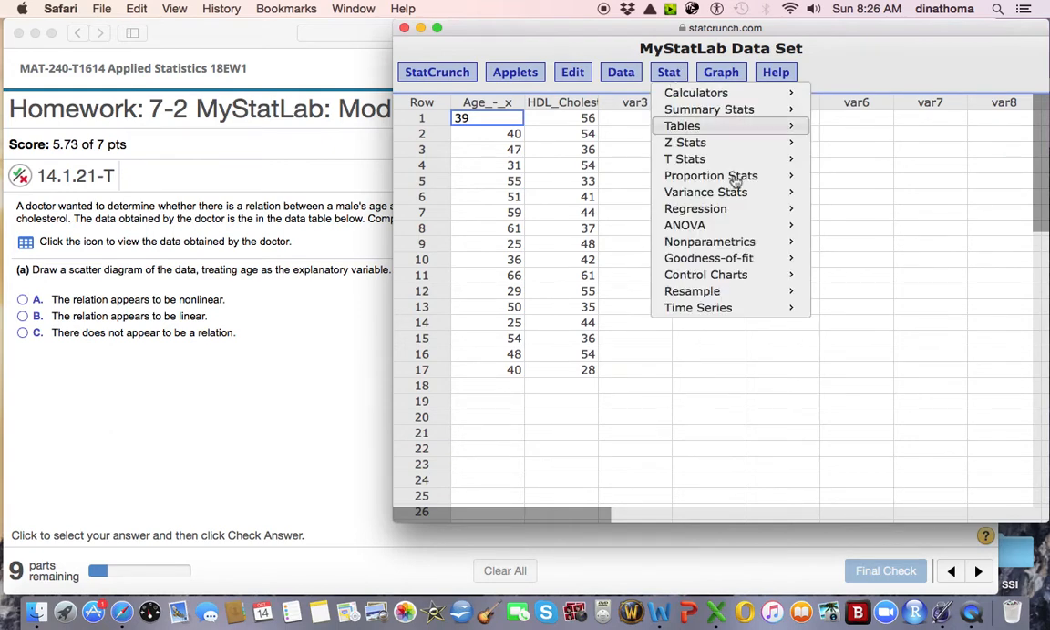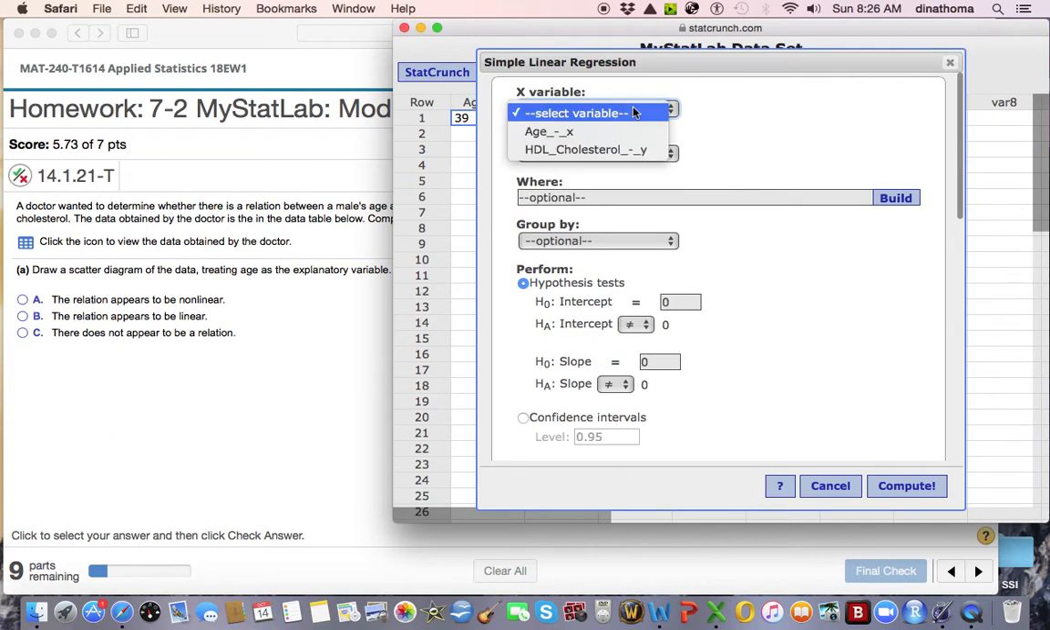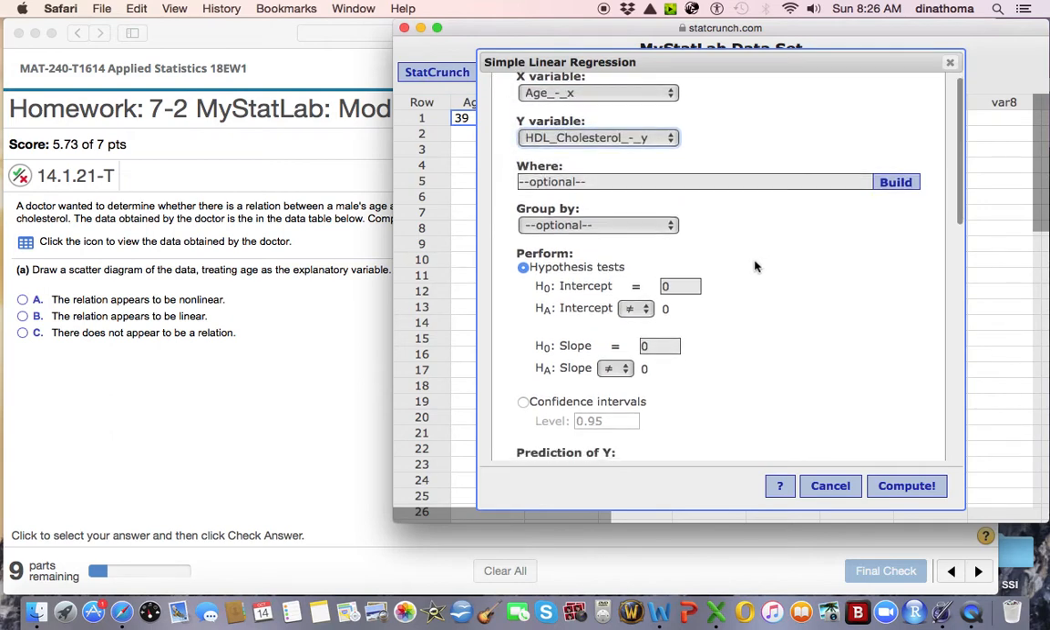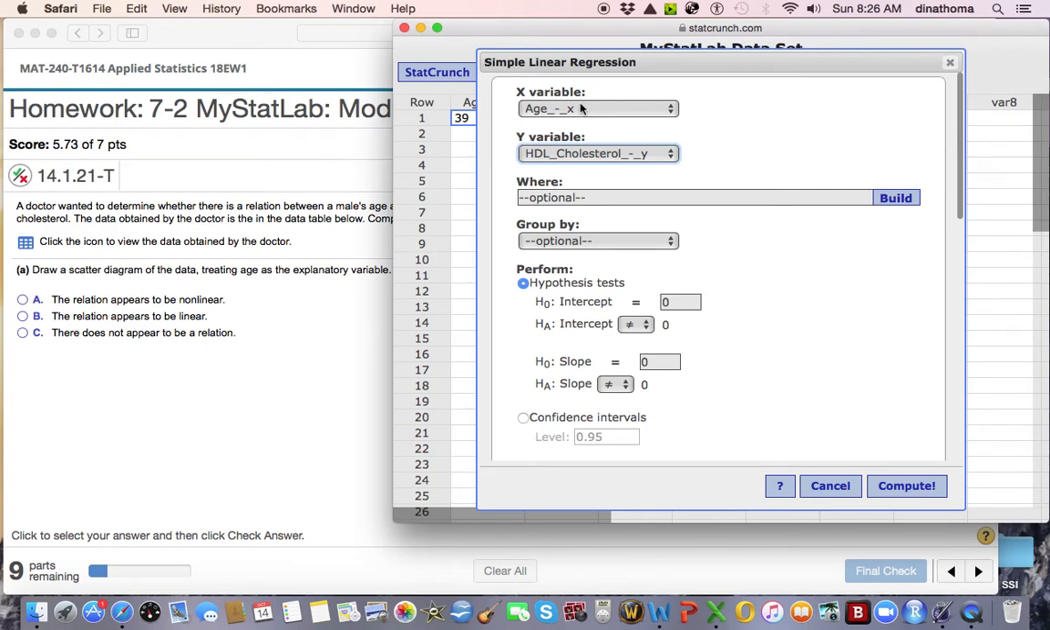Or, as you know by now, if we go to regression, simple linear, we click our X variable, click our Y variable. Remember, our X is our independent or explanatory or predictor variable, and Y is our response variable.